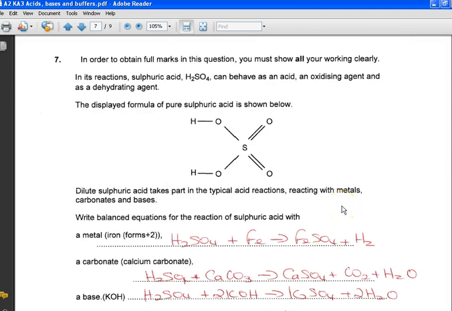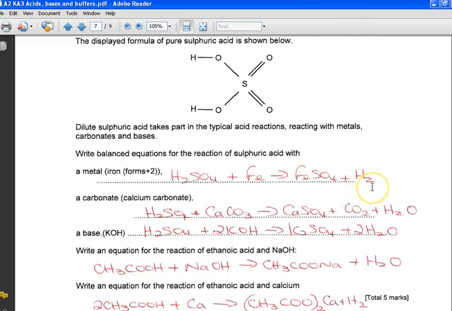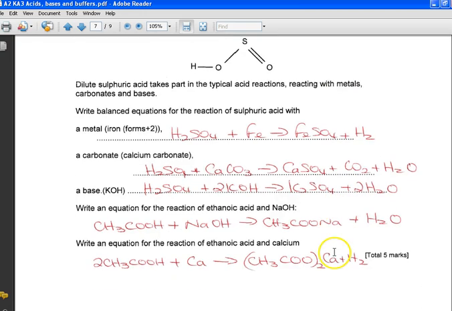Okay, question 7, very straightforward. These are just reactions of acids with various substances. With a metal, we always get hydrogen plus a salt. With a carbonate, we always get carbon dioxide plus water and a salt. With a base, we get a salt plus water. So really, no one should have got these questions wrong, but some of you did.